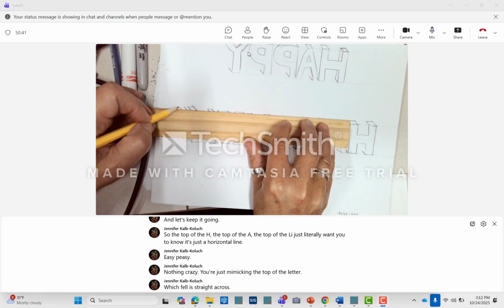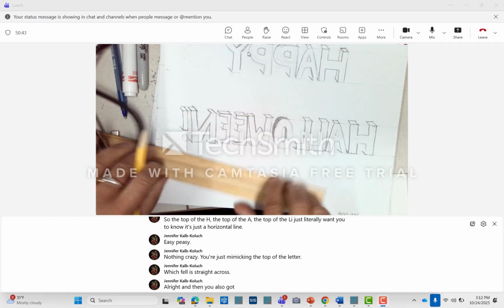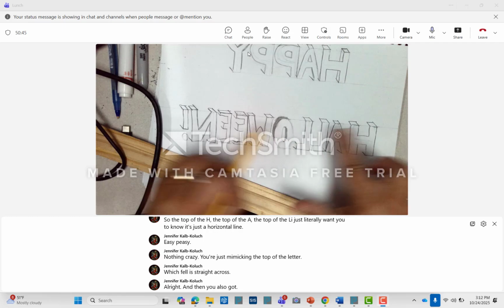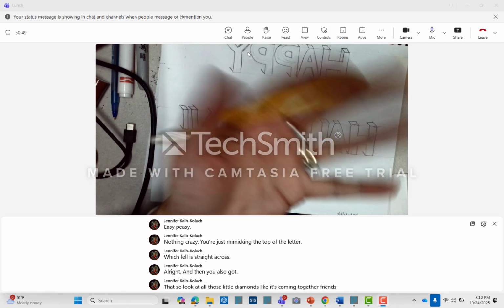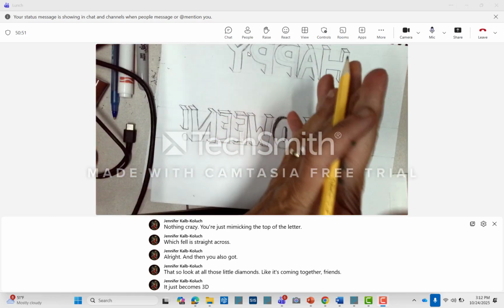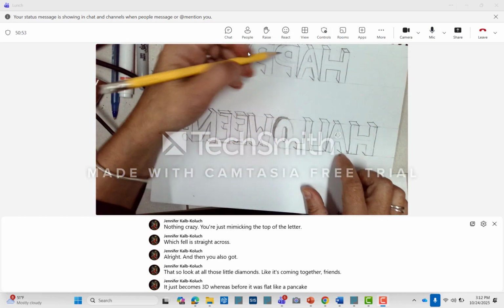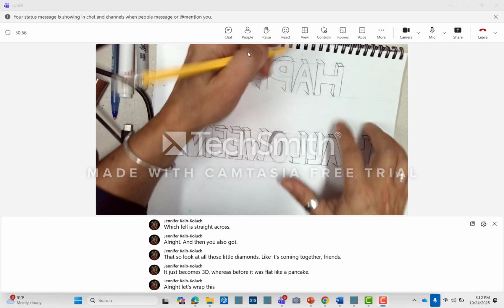All right, and then you also got that. All right, so look at all those little diamonds. Look, it's coming together, friends. It just becomes 3D, whereas before it was flat like a pancake. All right, let's wrap this puppy up.